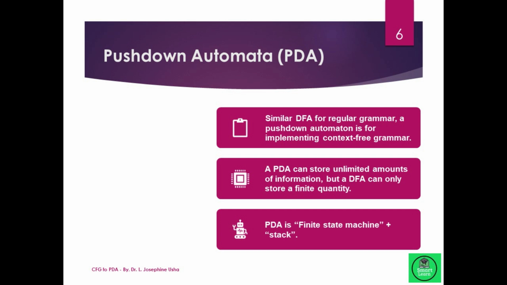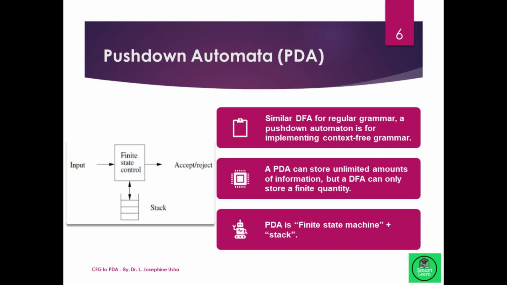So there is a difference between the pushdown automata and the deterministic finite automata. Here the pushdown automata can store an unlimited amount of information, whereas the DFA can store only a finite quantity of information. So we can define the pushdown automata as a finite state machine along with the stack, okay? It is a finite state control along with the stack for storing unlimited amount of information, okay?